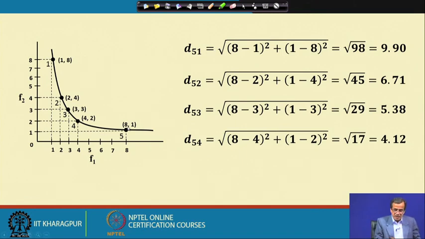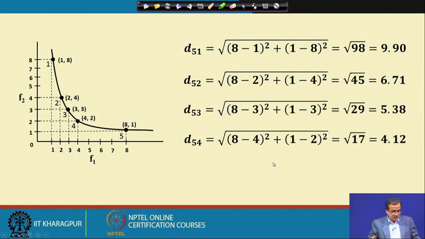So, this is the fifth point. Once again we determine the Euclidean distance between 5 and 1, that is 9.90, between 5 and 2, 6.71, between 5 and 3, 5.38, between 5 and 4, 4.12. And here the Euclidean distances between 5 and 1 and between 5 and 2 are more than 6.0. So, their contributions towards the sharing function value will be 0, and others will have some non-zero value.